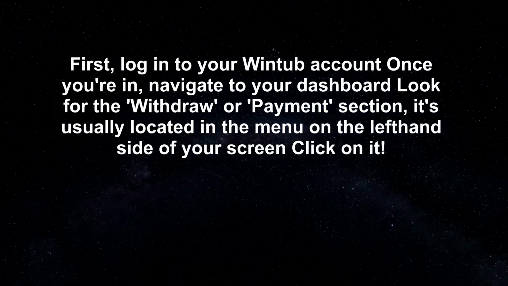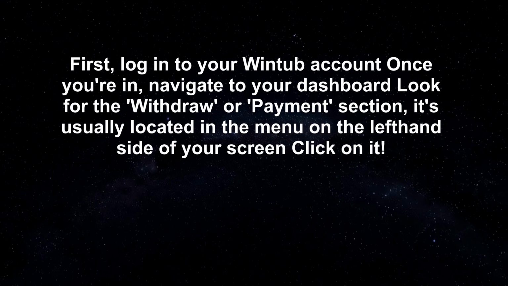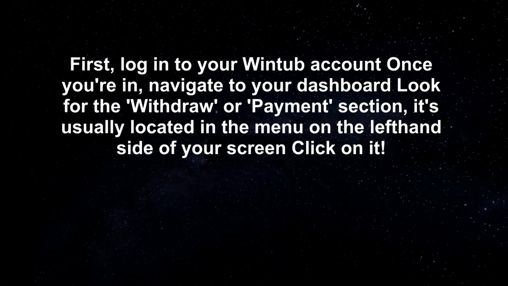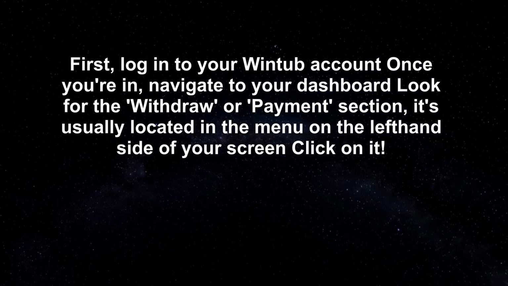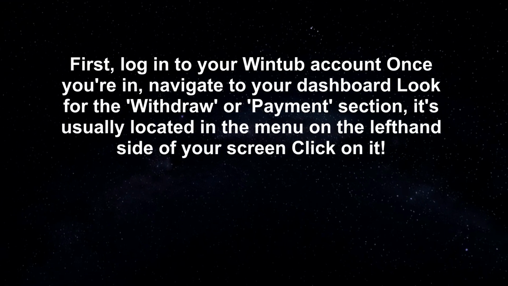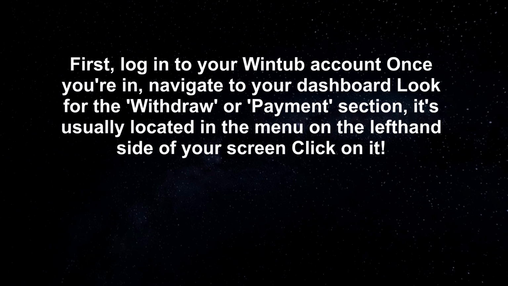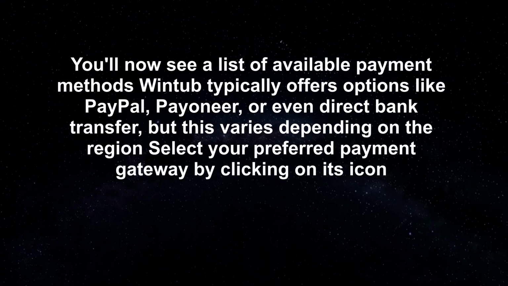First, log into your Wintub account. Once you're in, navigate to your dashboard, look for the withdrawal or payment section. It's usually located in the menu on the left-hand side of your screen. Click on it. You'll now see a list of available payment methods.